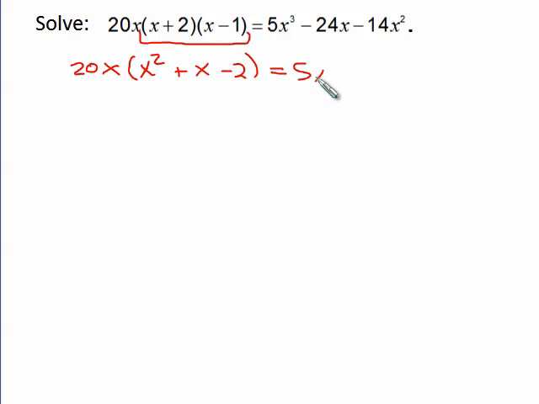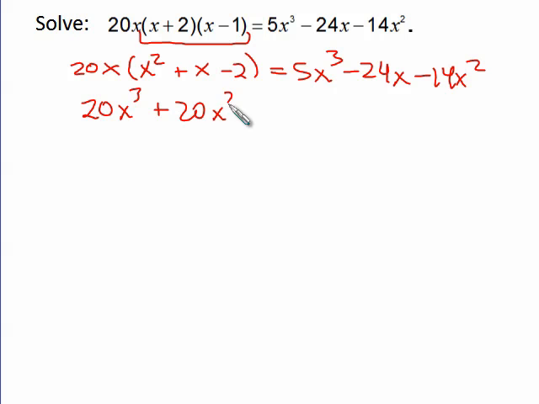I still have my 5x cubed minus 24x minus 14x squared. It's a good idea to always rewrite the whole problem so you don't lose any parts of it. All right, then the last step to simplifying this side is to go ahead and distribute my 20x. This will give me 20x cubed plus 20x squared and then minus 40x. And I still have, on the right-hand side, 5x cubed minus 24x minus 14x squared.